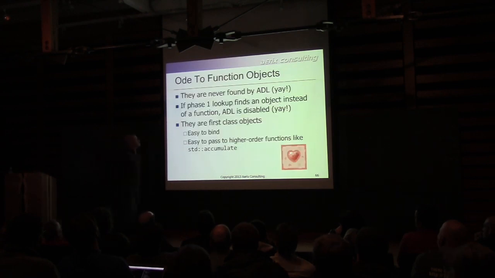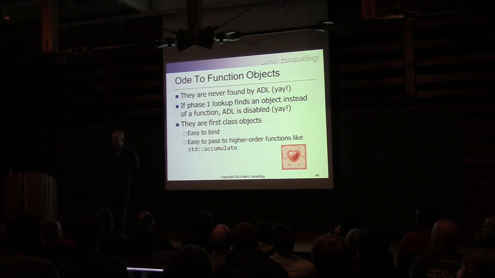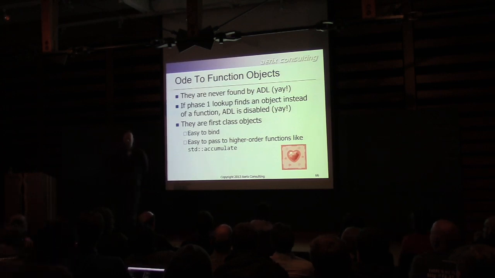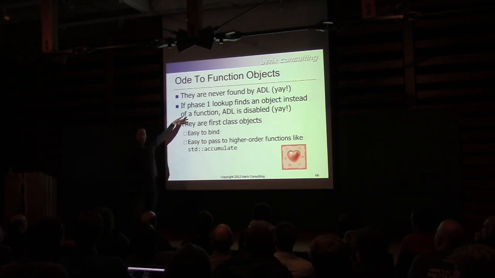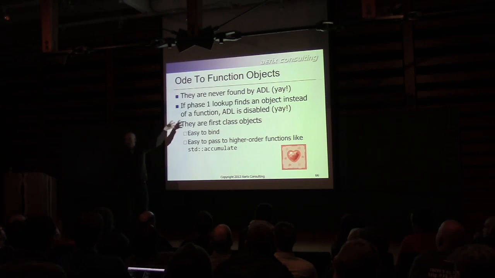Okay. So not only are they not found by ADL, but if phase 1 name lookup finds an object, then it's never going to do ADL at all. So no more name hijacking problems. And there's all this worry about qualifying all of your function calls if you don't want ADL. You've heard that, right? People tell you, qualify your function calls, you don't want ADL. Now you don't have to. If your functions are actually objects, then you can just call them without qualifying them as long as they are visible, and not worry about ADL.